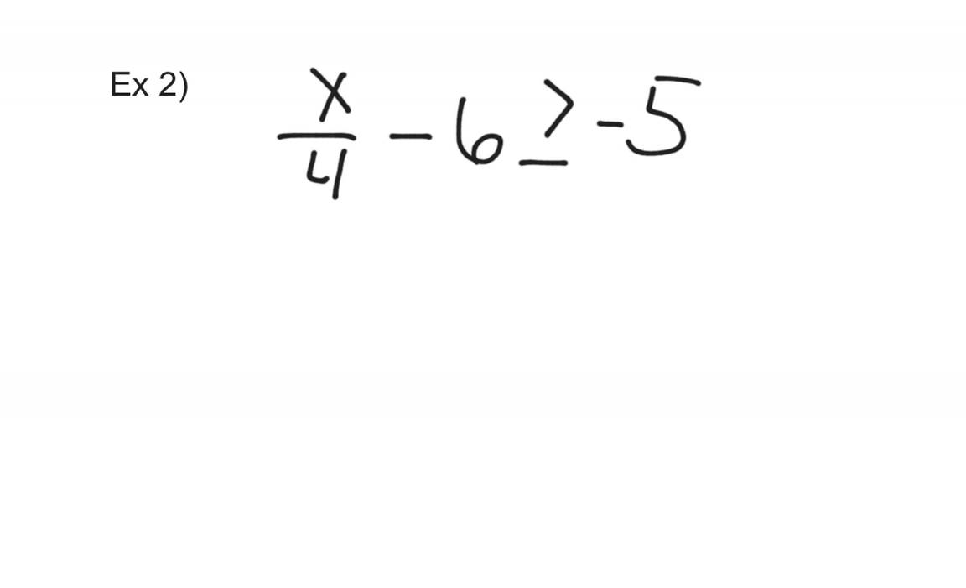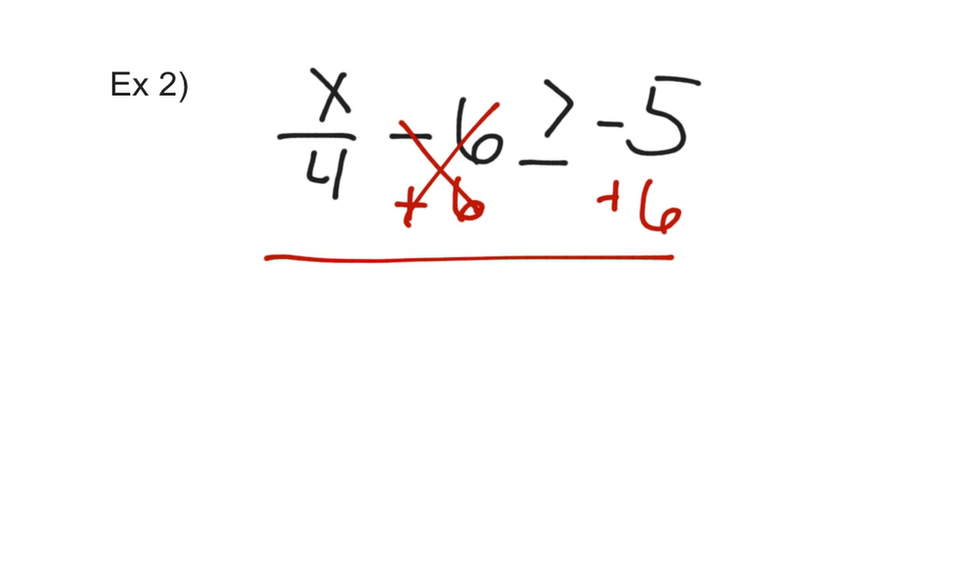Okay, we should be back, everybody. First thing I'm going to get rid of is that minus 6. I get rid of a minus 6 by adding 6, because a negative 6 and a positive 6 cancel out because they equal 0. The 0 goes away. Since I added 6 on the left, I have to add 6 on the right, making my new problem x over 4 is greater than or equal to a negative 5 and a positive 6 give me a positive 1.